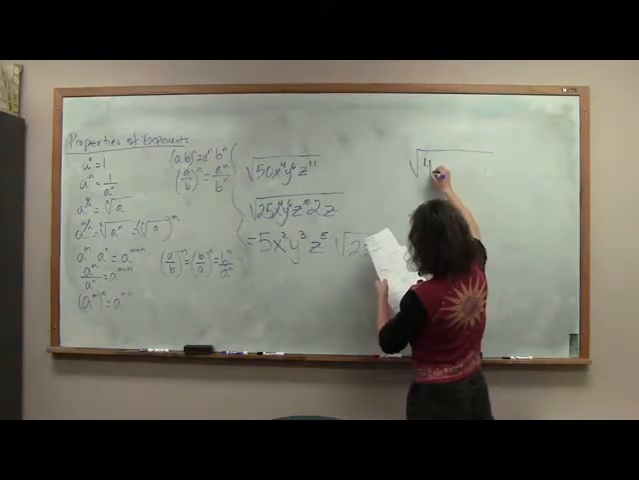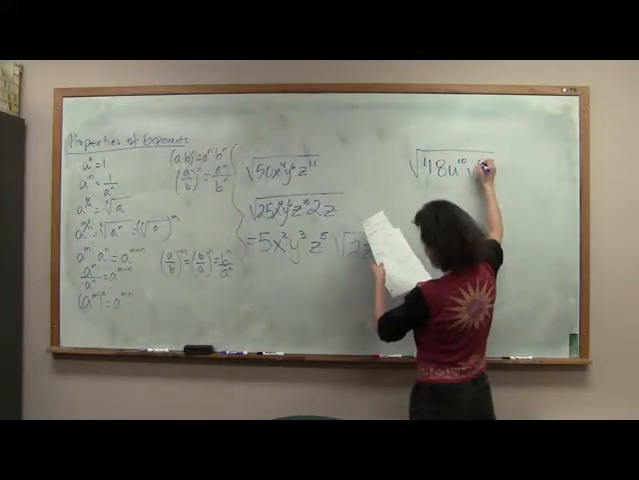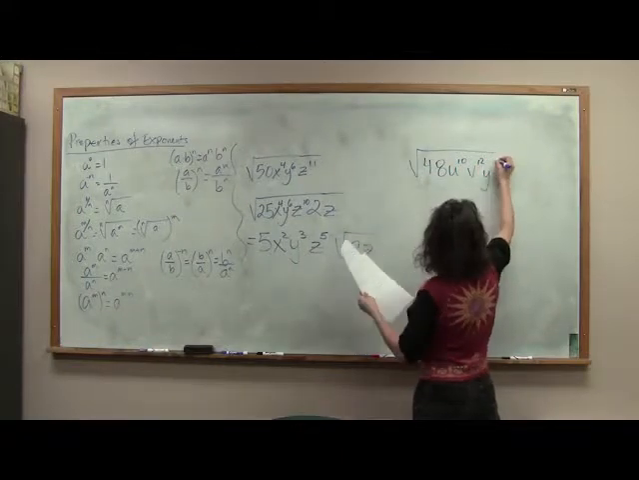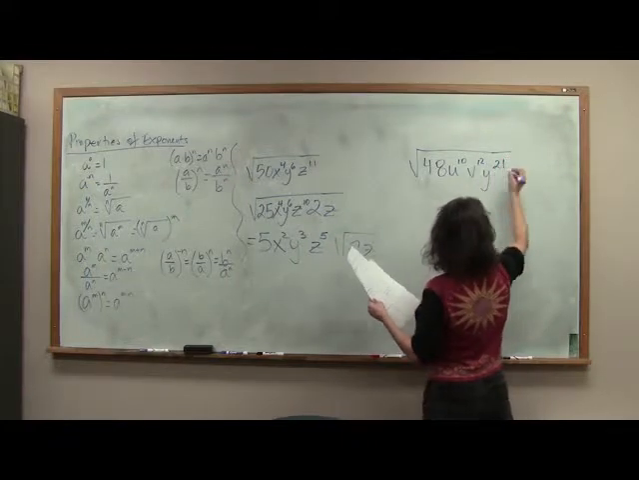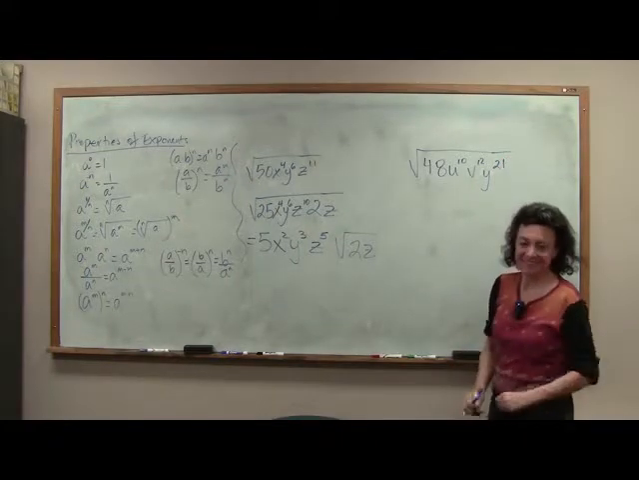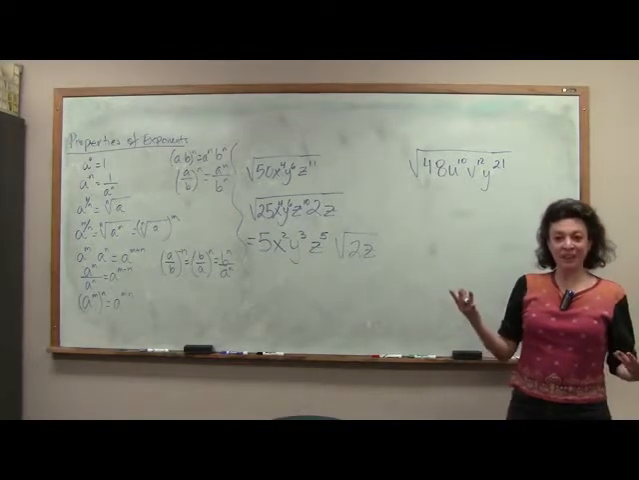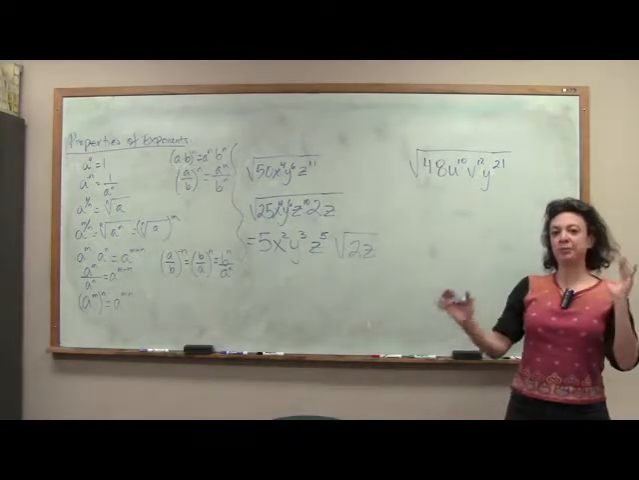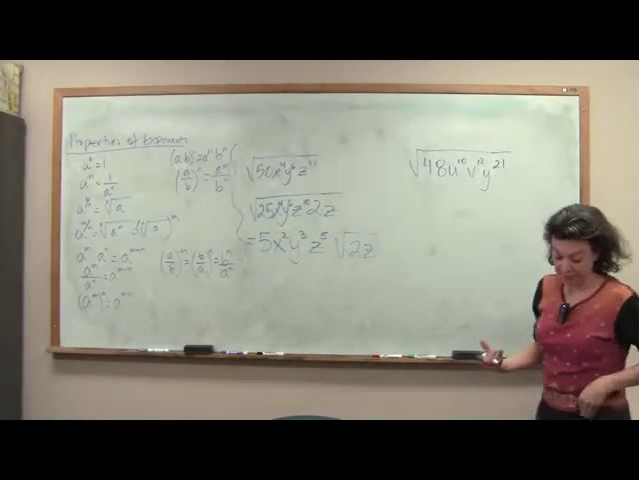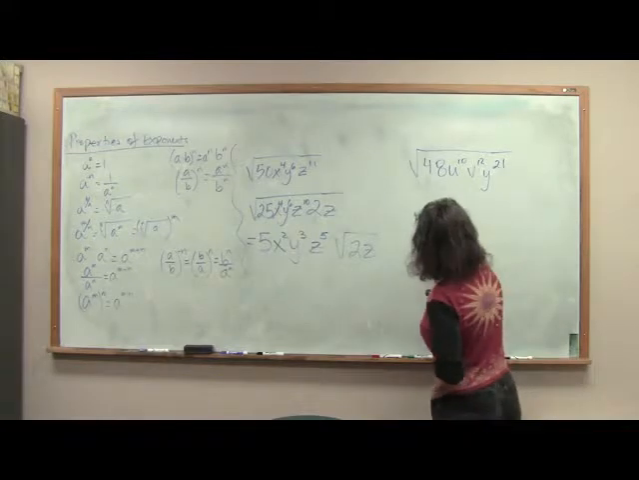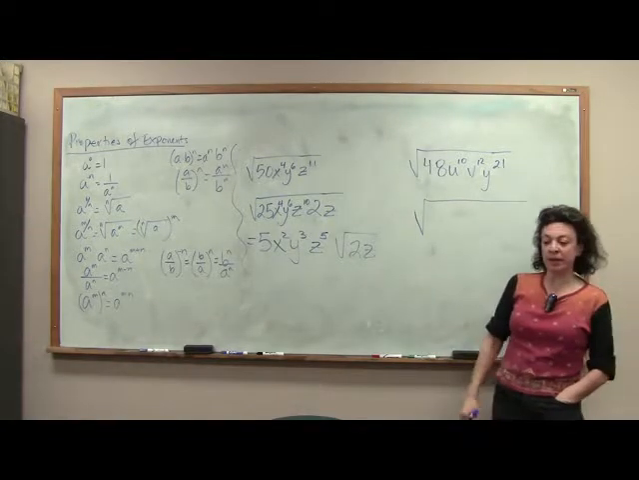What if I have 48 u to the 10th, v to the 12th, and y to the 21st? Okay, again, I'm going to follow the same procedure. I'm going to separate out what I can take my square root of and what I cannot take my square root of. So 48, well, 48's not a perfect square.